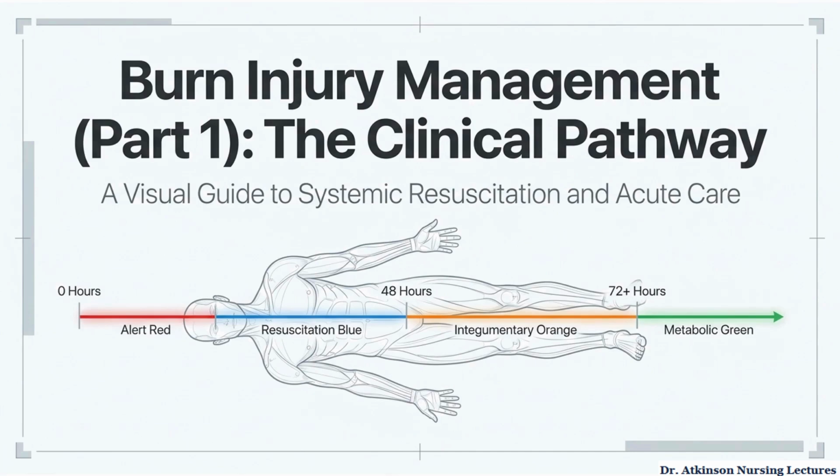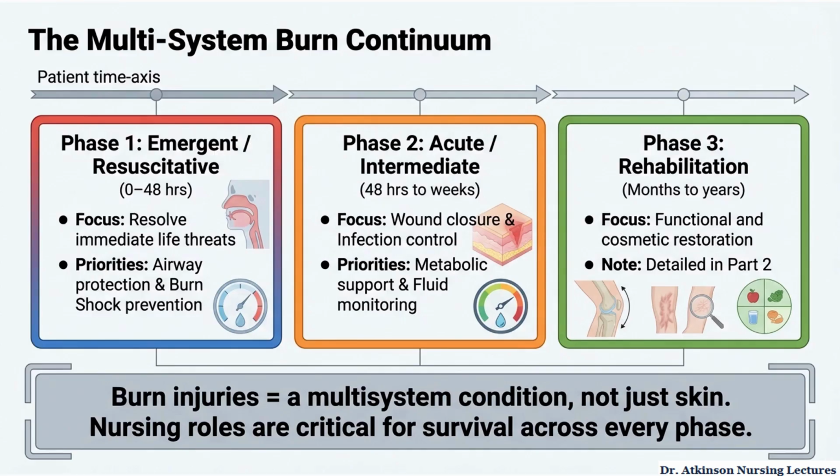Now we are going to talk about burn injury management. This section of the lecture will review the clinical pathway through systemic resuscitation and acute care in the first 72 hours. Burns move through 3 phases: emergent and resuscitative in the first 48 hours, focused on airway protection and preventing burn shock; acute and intermediate over the following weeks, focused on wound closure and infection control; and rehabilitation over months to years, restoring function and appearance. This is a multi-system condition, and your nursing role is critical in every phase.